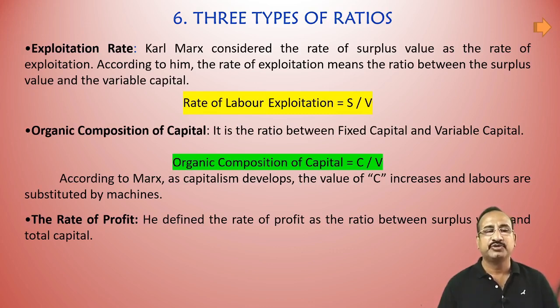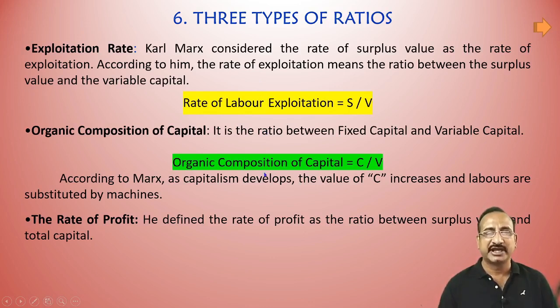And according to Karl Marx, as capitalism continues for a long period, in this formula C will increase continuously because the capitalist would like to substitute machinery in the place of labor. So that's why organic composition of capital increases as capitalism develops. And lastly, the rate of profit according to Karl Marx particularly depends upon the rate of labor exploitation as well as organic composition of capital.